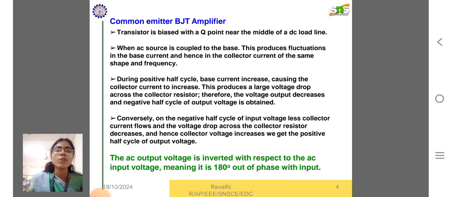Conversely, on the negative half cycle of input voltage, less collector current flows and the voltage drop across the collector resistor decreases, and hence the collector voltage increases. We get the positive half cycle of output voltage.